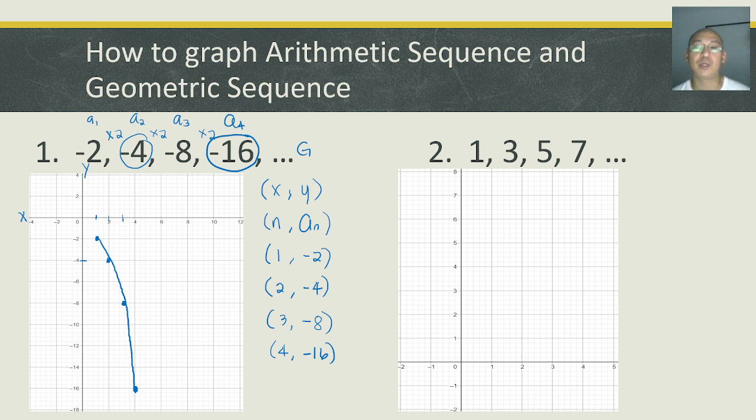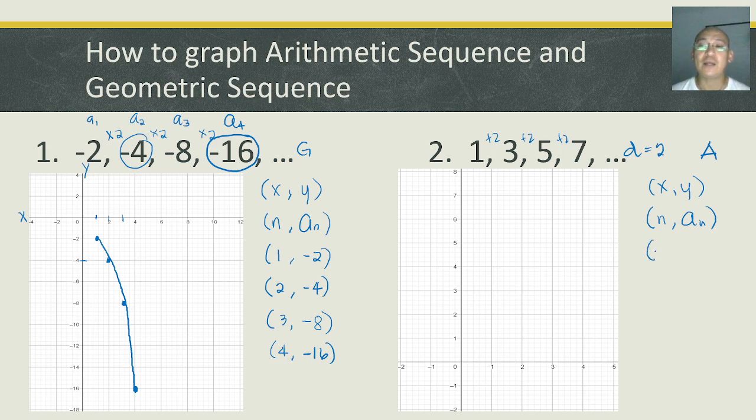Let us try to do number 2 for us to compare the difference between the two graphs. Number 2 has a common difference of 2 because we are adding 2 on each of every term. So we have the difference of 2. Therefore, it is an arithmetic sequence. Take note that an arithmetic sequence has the graph of a linear graph. So let us find the x and y values of each of every term. Again, your x value should be the n value, and your y value is your term.